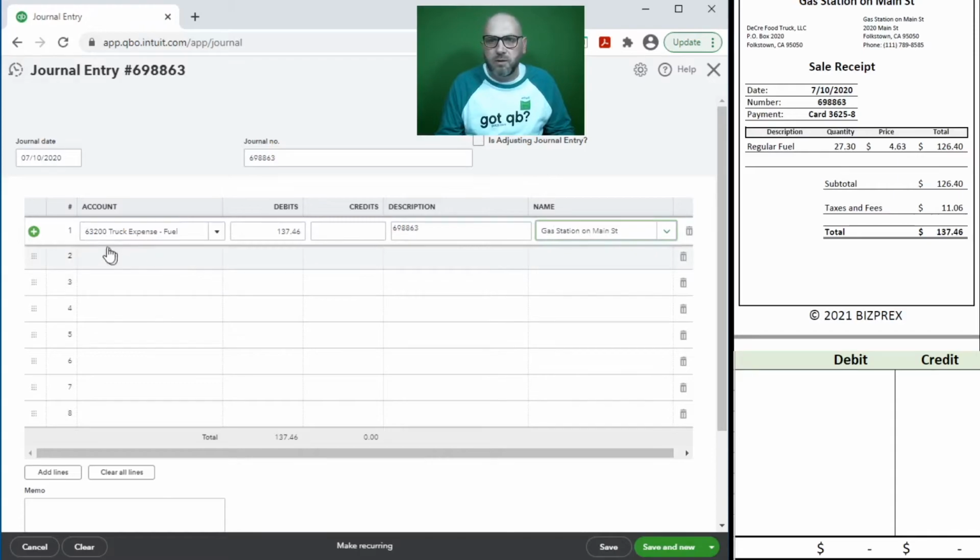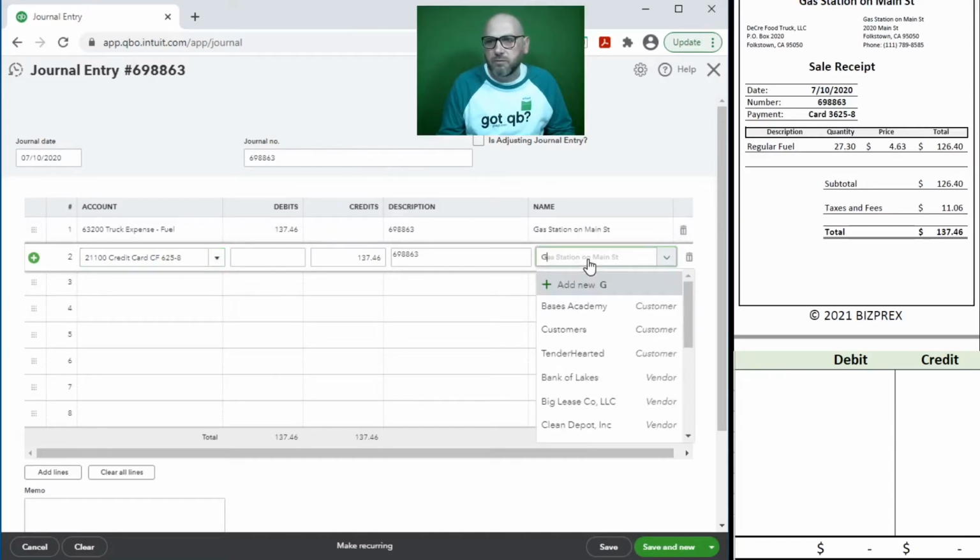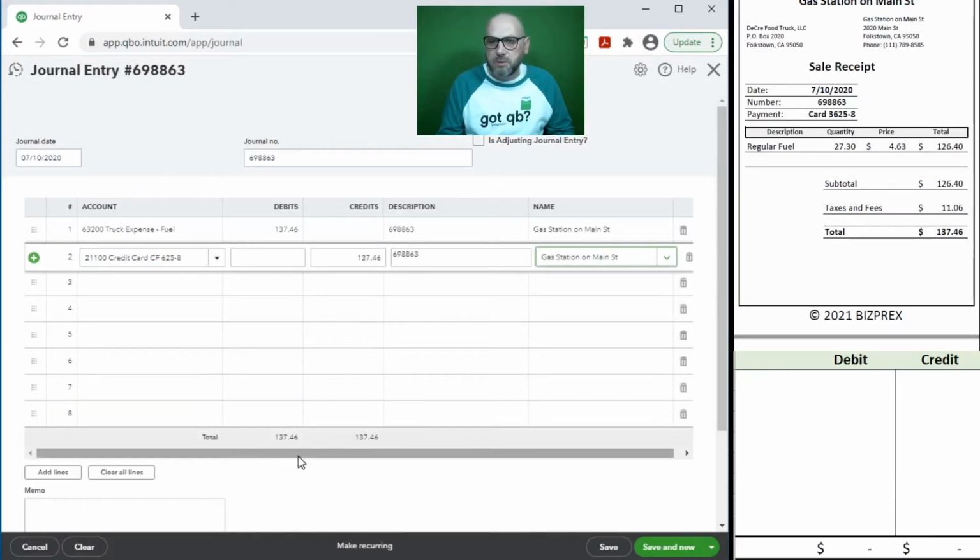Okay, we can add the name just for future reporting. What do we know? We know that we're paying it with a credit card. Credit card is a liability. Liability goes up when credited. So again, debits and credits are shown right here. Beautiful. Okay, gas station. Debits and credits are in balance.